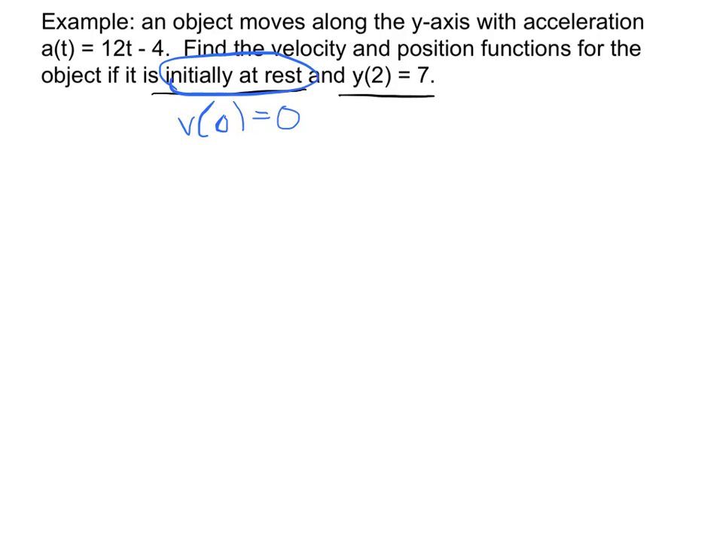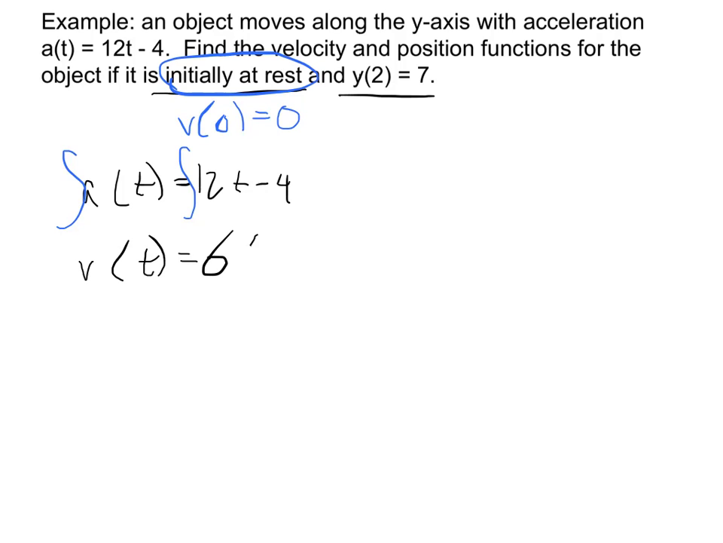So we're starting with the idea that acceleration is 12t minus 4. If a of t is 12t minus 4, if I were to take the antiderivative of both sides, the antiderivative of acceleration is velocity, so v of t is, and if I do the integral of this thing, this is going to end up being 6t squared minus 4t plus c. Now the question becomes, how do I find that value of c?